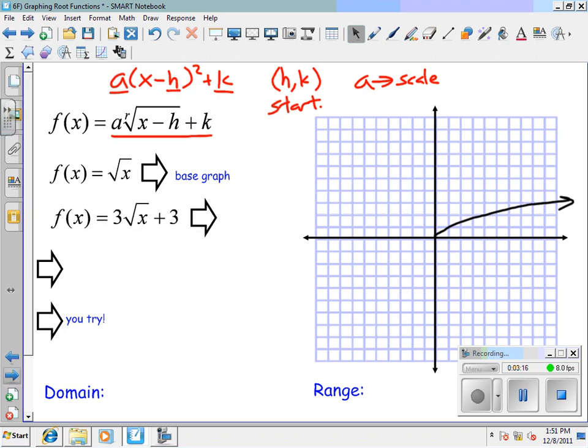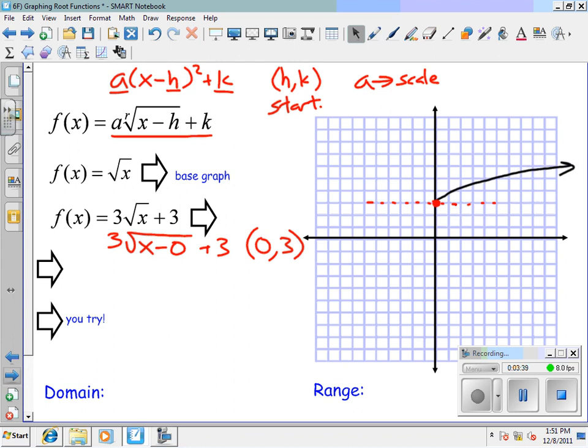So notice we have a starting point. If I was to rewrite this, okay, it's going to be the square root of x minus 0 plus 3. So now we have a starting point of 0, 3. Notice by looking at what's inside the radical. So I'm going to start at 0, 3, and that's like our new starting point. So now it's the equivalent of taking the base graph and moving it up to this area right there, okay? And notice now we also have a scale factor of 3. So what does the 3 do here?